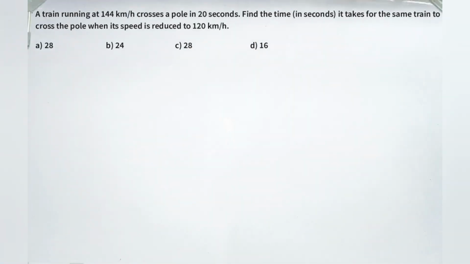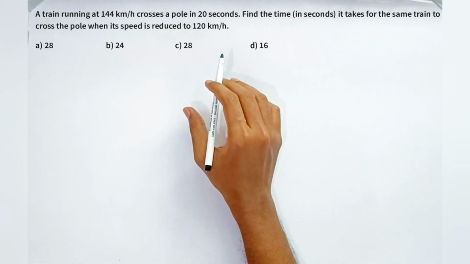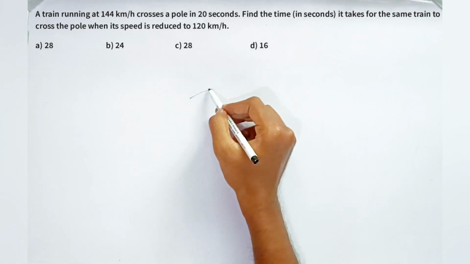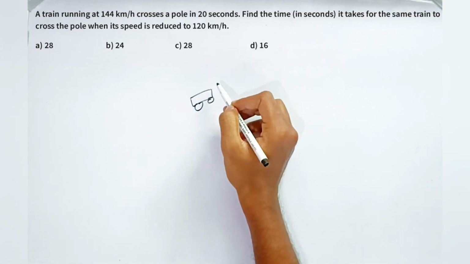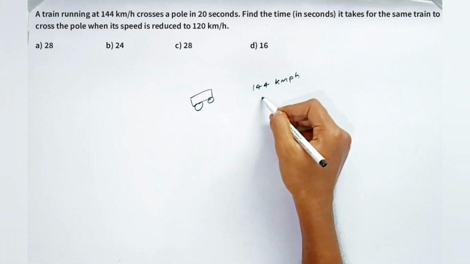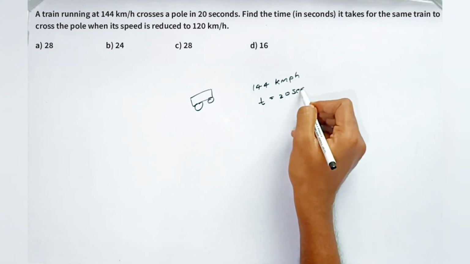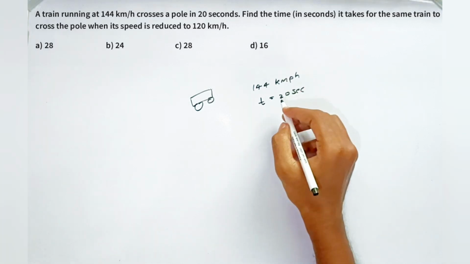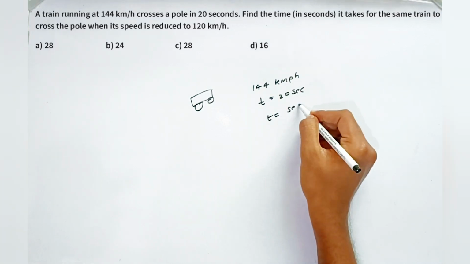Okay, going to the next question. It is given that a train running at 144 kilometers per hour crosses a pole in 20 seconds. Here we have to convert. Whenever you have a trains problem, first of all you have to see the conversions. Here the speed is 144 kilometers per hour, the time is 20 seconds, and we have to find the time in seconds.